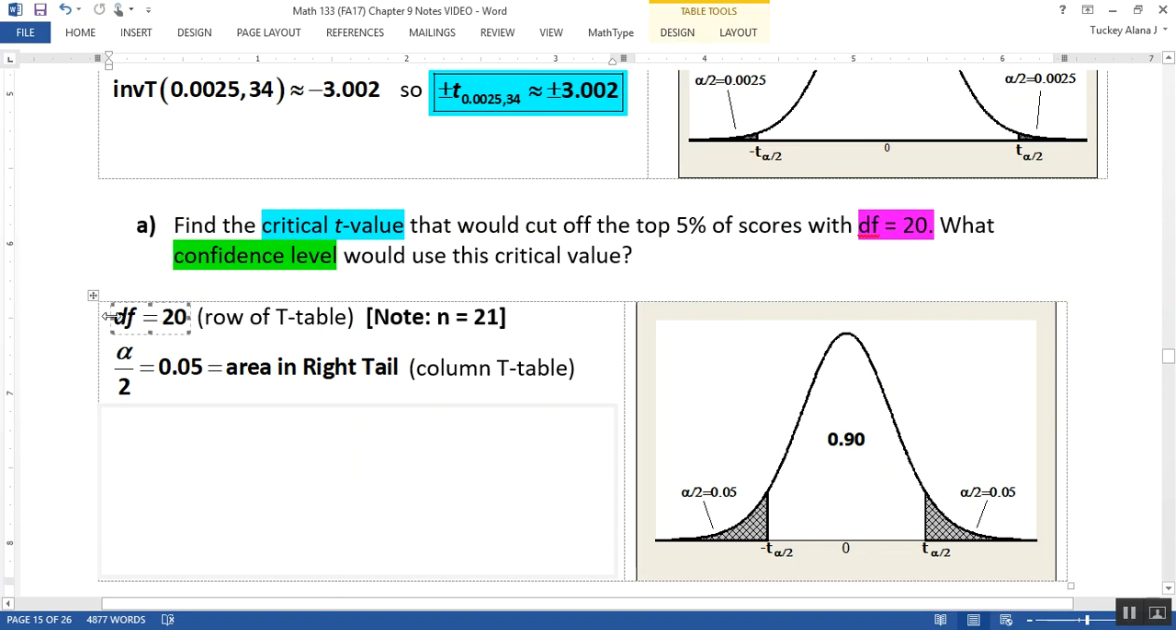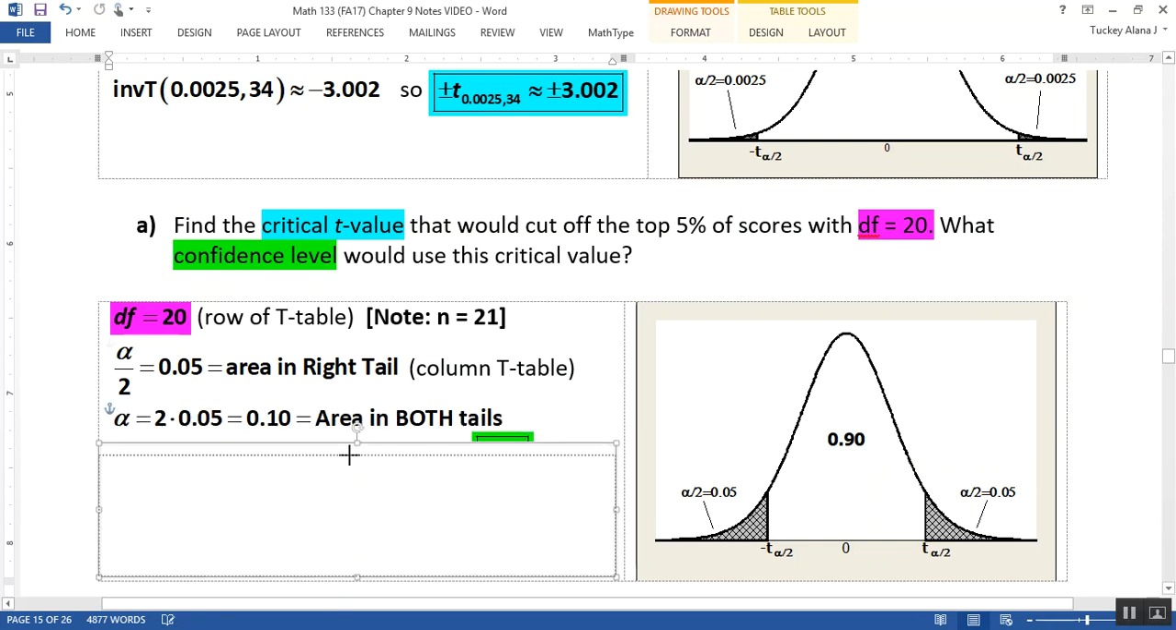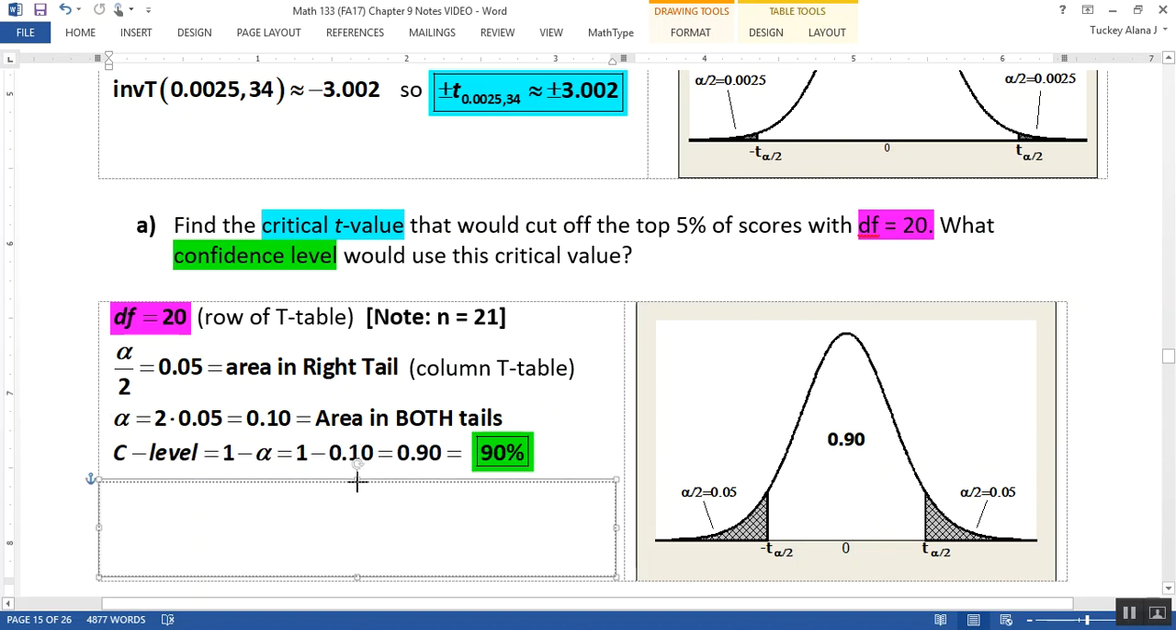Okay, so now what's alpha? Well, alpha has to be double alpha over 2. So I have to take my alpha over 2 and I have to multiply it by 2. And that'll get me 0.10. So that's alpha, and that's the area in both tails. And that means my confidence level has to be 1 minus that because alpha and the confidence level are complements of each other, which means the center of my picture is 90%. That's my confidence level.